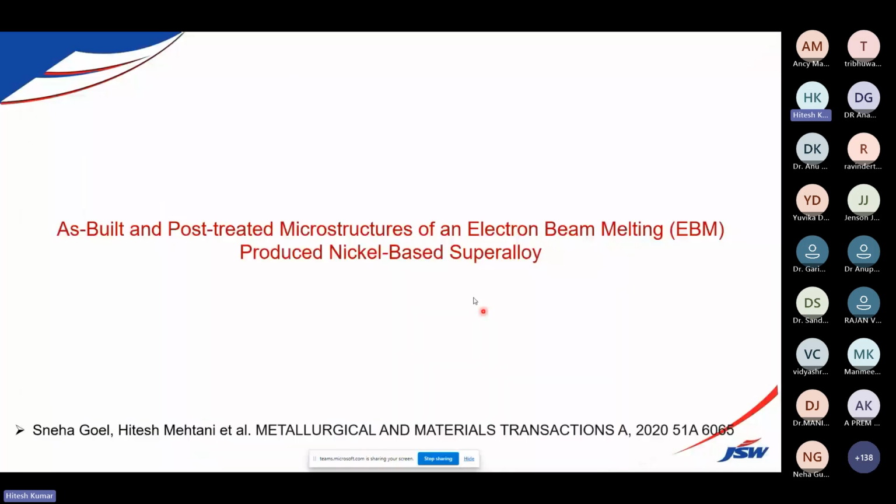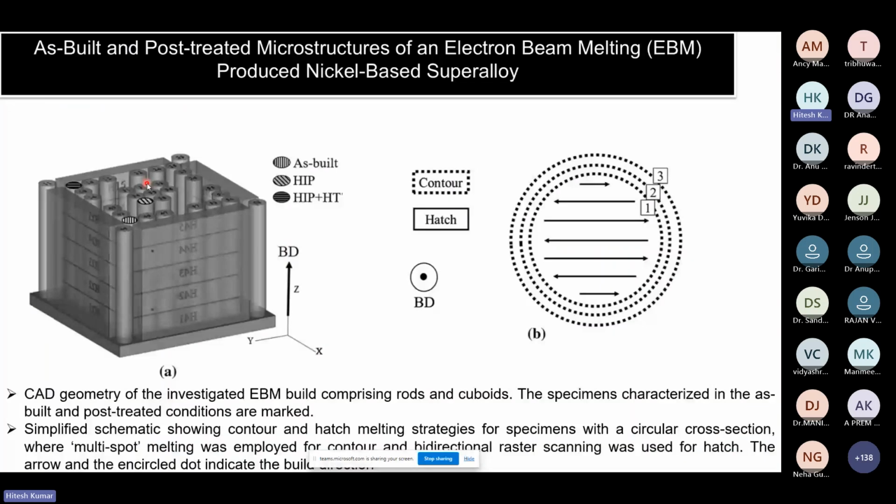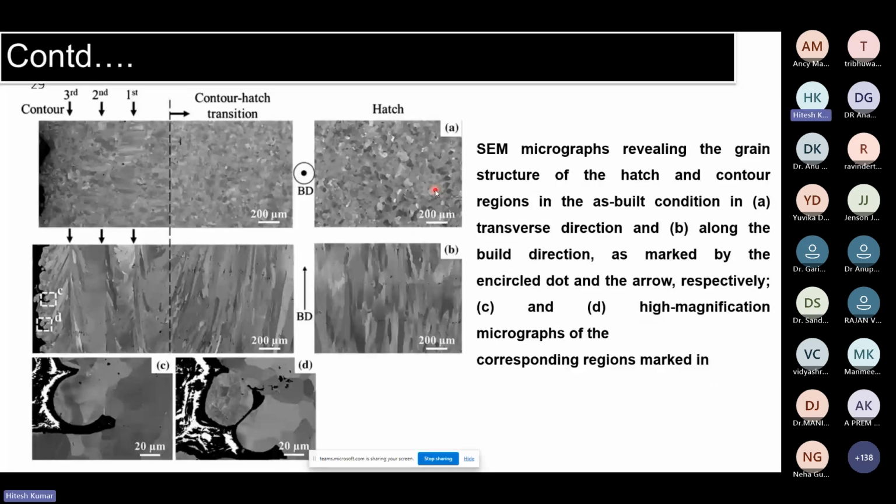So our work was on EBM nickel-based superalloy. We used Inconel 718 and took three samples. One is the as-built, which has more inhomogeneity. Then HIP, hot isostatic pressing, which we do at high temperature. Then HIP plus heat treated, where after HIP we did some heat treatments.